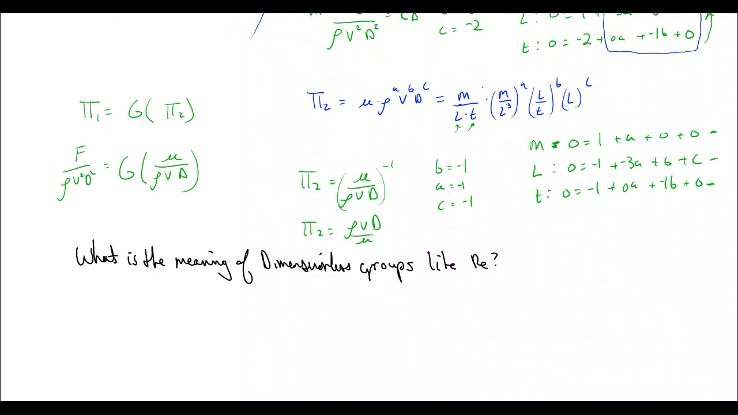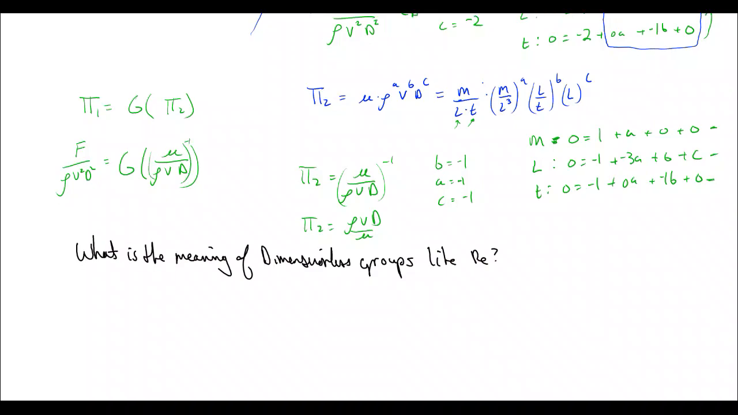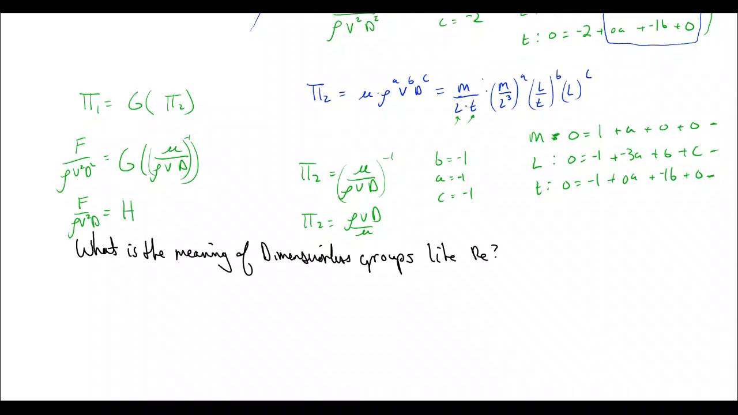So it doesn't really change the problem if we say, well, let's add a negative 1 here. Then we're able to say f over rho v squared d squared is equal to, let's figure out a new letter for this, some new function h of rho v d over mu, where h is just g with the negative power around the Reynolds number inside of it, right? It hasn't changed the problem at all. We're still solving for an unknown function using experiments.